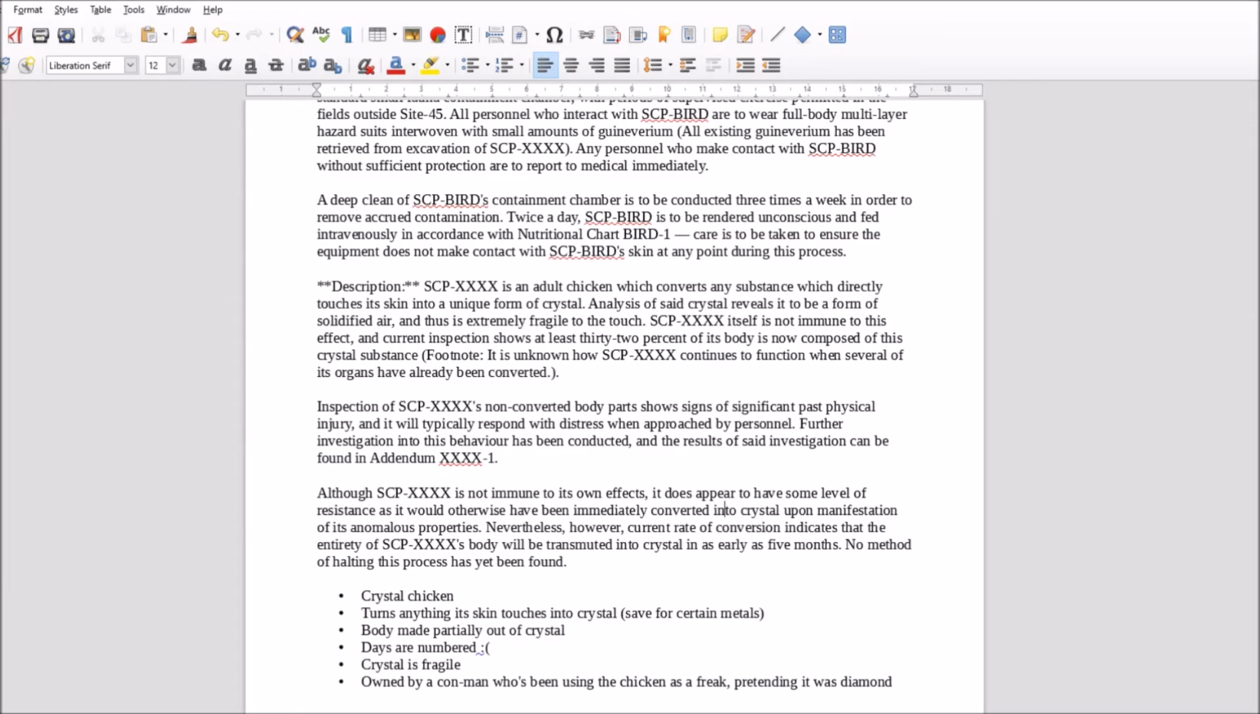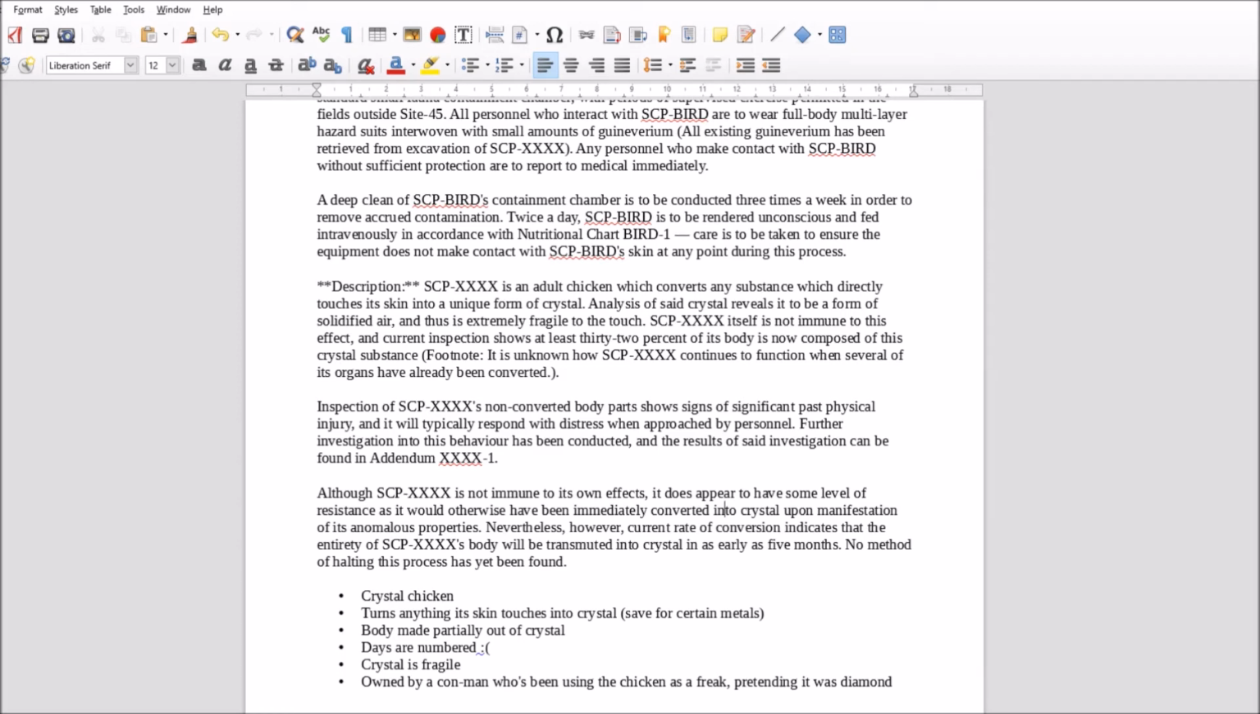As I was saying, with description 1, it clarifies the special containment procedures, and it sort of lets you know, okay, this is what it is. In paragraph 2, it starts setting the tone. Tan talks about signs of significant past physical injury, how it responds with distress, and how there were investigations into what happened to it. And then finally, we have what we clarified at the beginning, the special containment procedures. Sorry, there was a cutout, so I'm a little off guard.